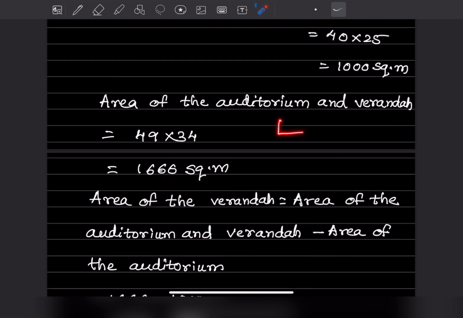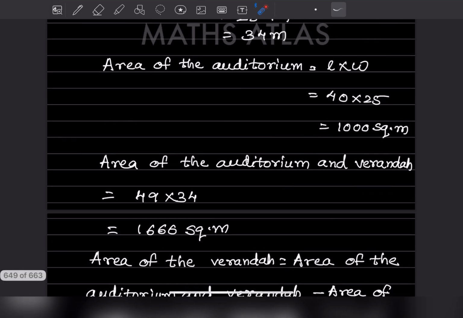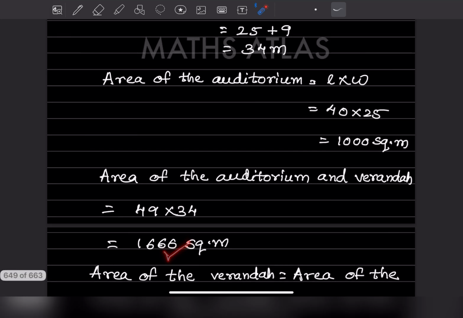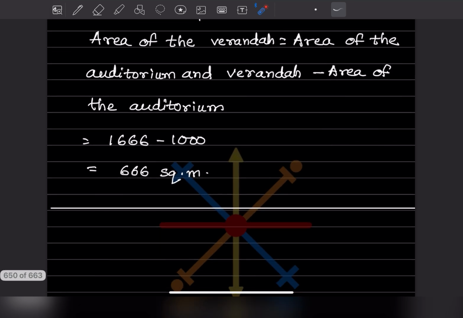So we want just this part. We can say area of the veranda is the area of the auditorium and veranda minus the area of the auditorium. Only we want the area of the veranda. So we got here 1666 minus this 1000. So it will be 666 square meter, because that is the area.